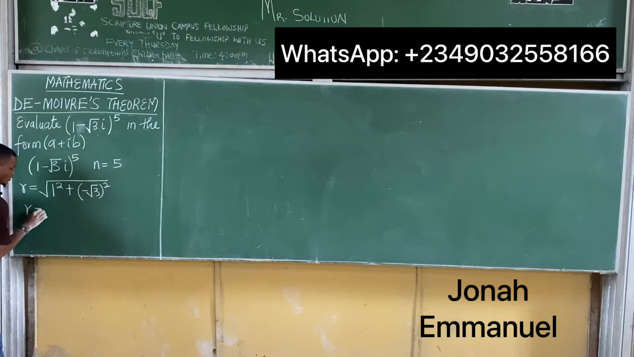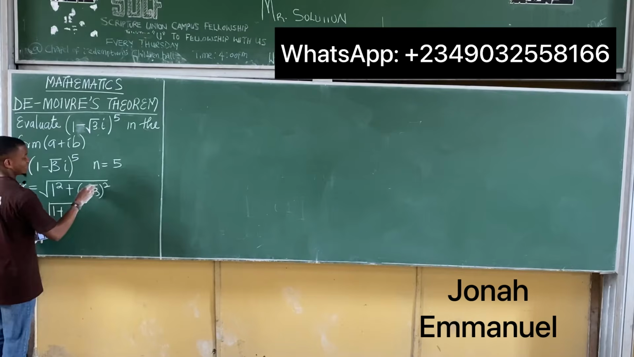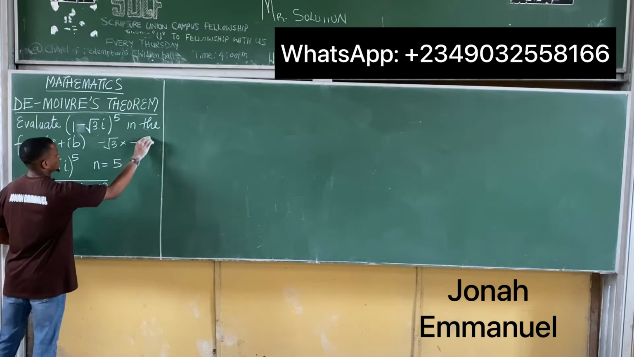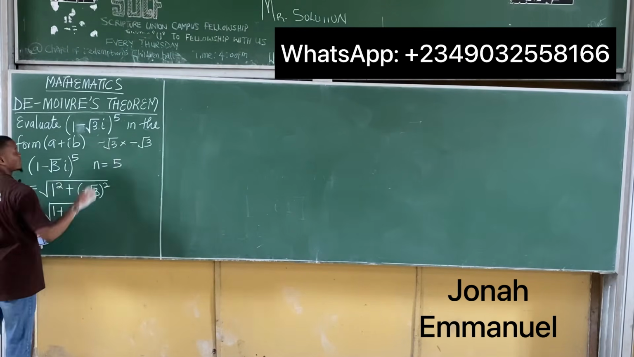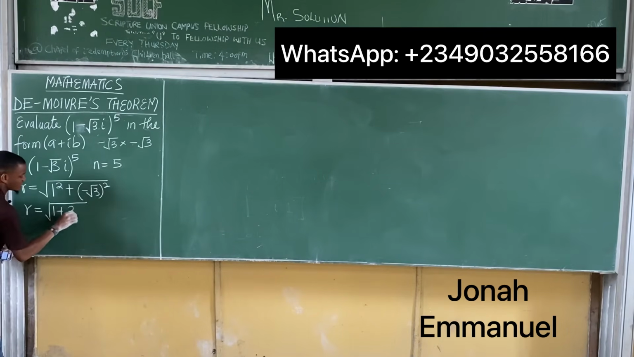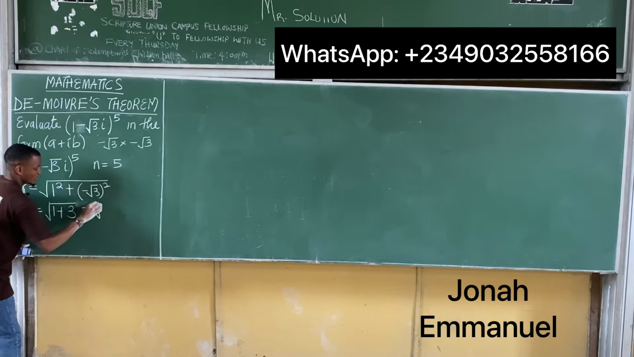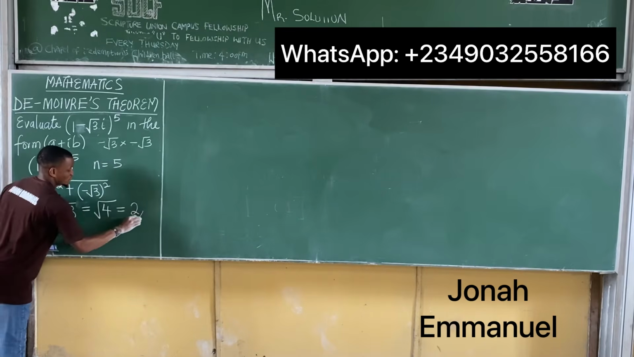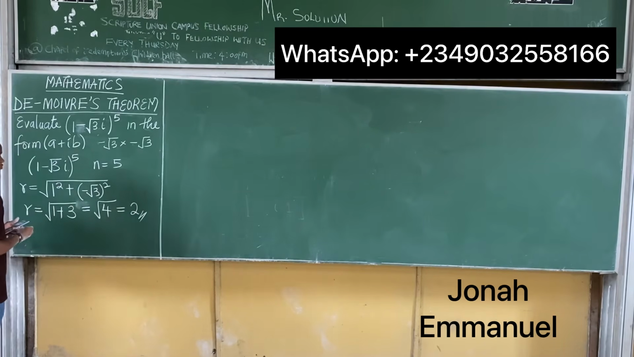So r will be equal to the square root of 1 squared, which is 1, plus, let's get this one done. This is minus root 3 multiplying minus root 3. Minus minus is plus. Root 3 times root 3 is 3. So my answer is plus 3. That's equal to the square root of 1 plus 3, which is 4. And the square root of 4 is 2. So I have this as 2.